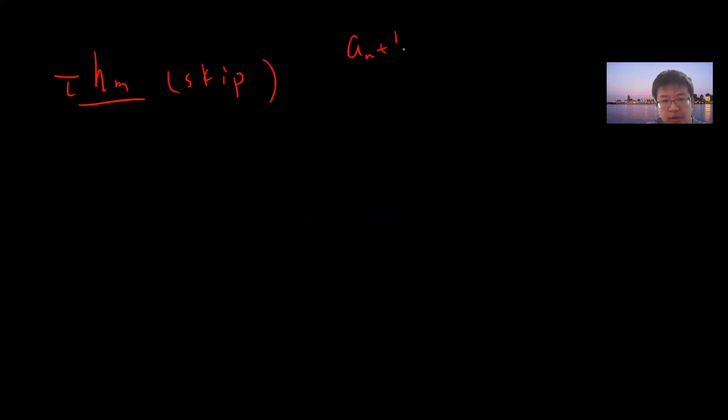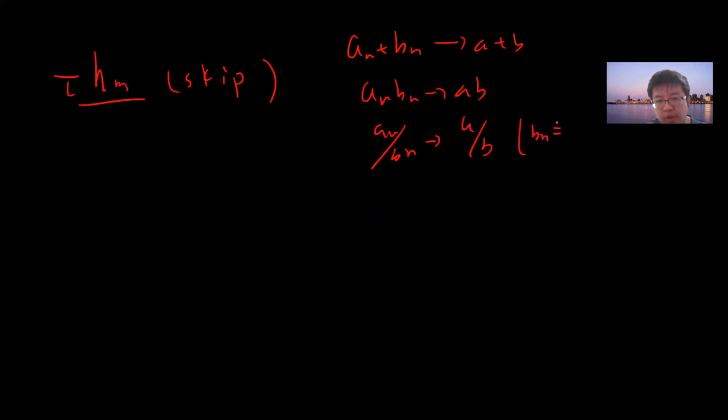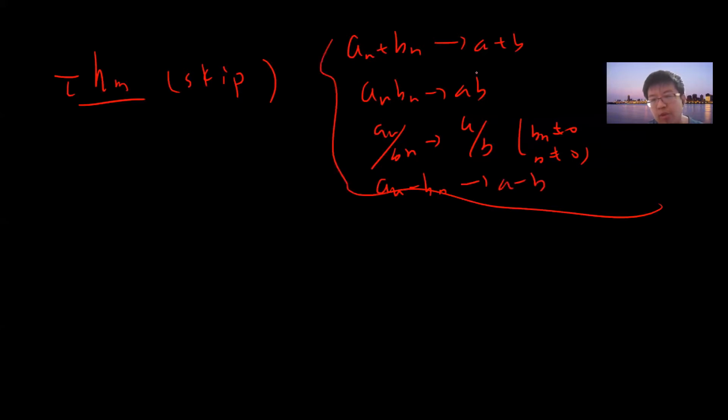series, right? The series says that if a_n and b_n converge, then a_n plus b_n converges to a plus b, where a is the limit of a_n and b is the limit point of b_n. And then a_n b_n converges to ab, and a_n divided by b_n converges to a over b when b_n is non-zero, and also a_n minus b_n converges to a minus b. Yeah, so this is a simple exercise for the series.